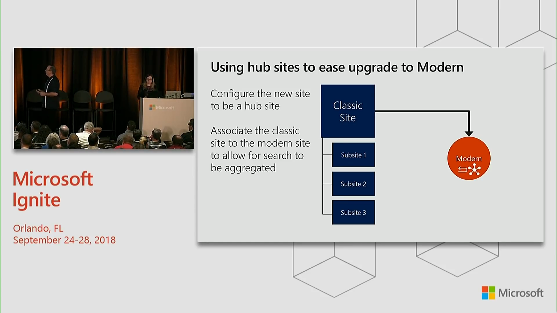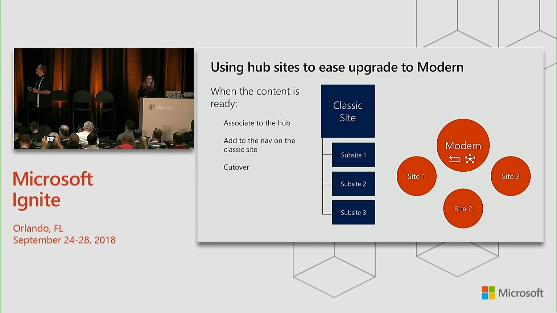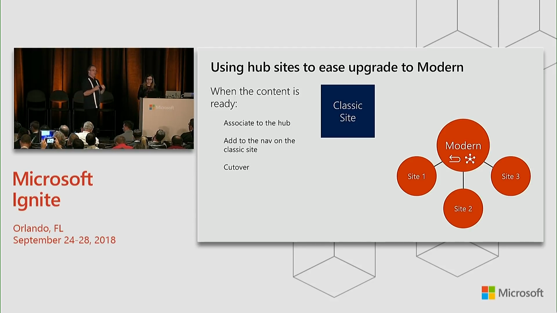The next thing we do is we create the replacements. These are plucking the grapes from the vine. We build those as standalone subsites, standalone associated sites, future associated sites. And then once the content is done, we cut over. We take those sites offline, we associate them to the new modern hub site, and bam, we've cut over. We've built a site with a minimum of user interruption. We've built a site with a minimum of cost, and it's actually pretty easy, and it's going really well so far.